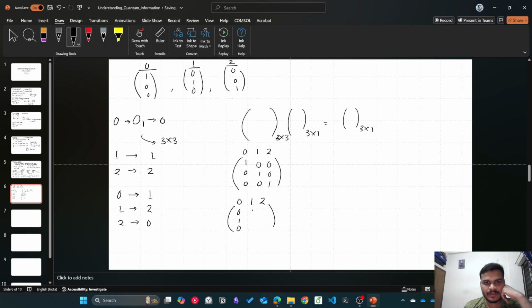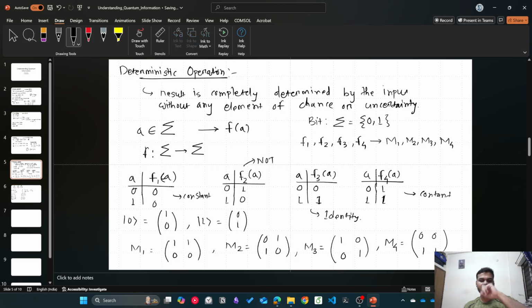In place of ones vector, we write twos vector 0, 0, 1. In place of twos vector, we write the zeros vector. So if we multiply it with any of this vector, we'll get this kind of relation. This is the trick. That's how we find out all these matrices. But there is another way of doing it. So let me tell you that.